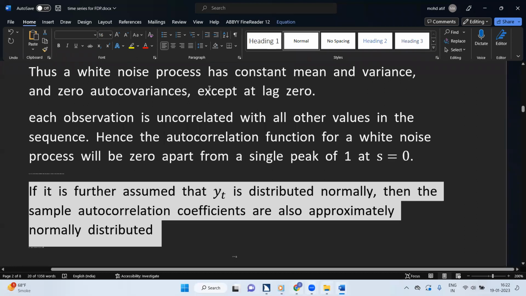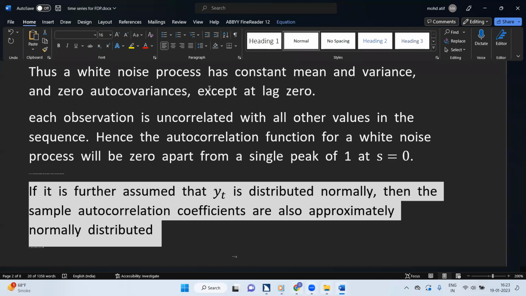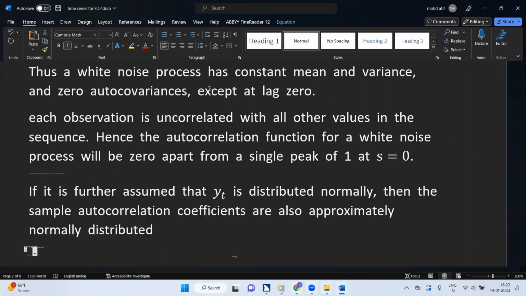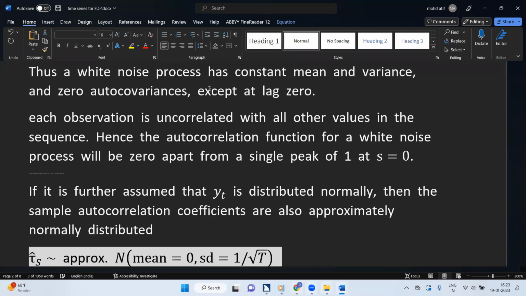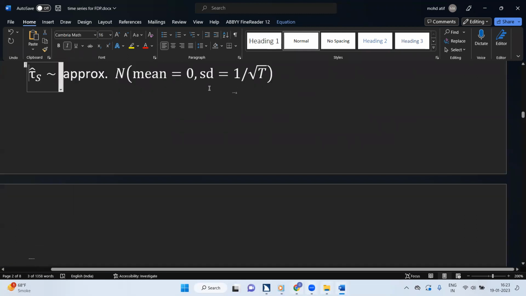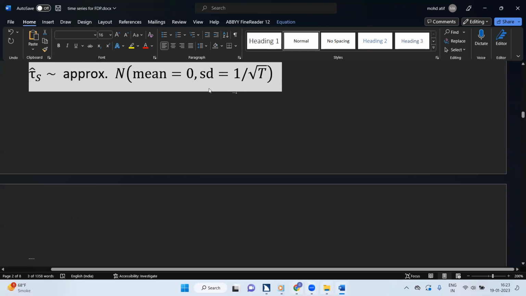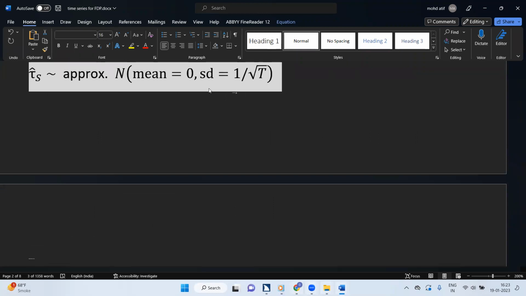Then this assumption is needed to find out whether autocorrelations are significant or not. Because we know if something is normally distributed, then plus minus 1.96 sigma covers 95% of the values. So our autocorrelations are distributed normally, with a mean of 0 and an SD of 1 over square root t. So we can use this concept to find out whether autocorrelations are significant or not significant.